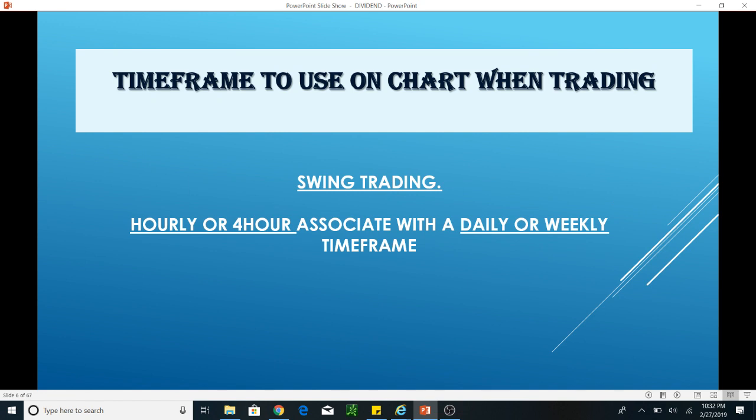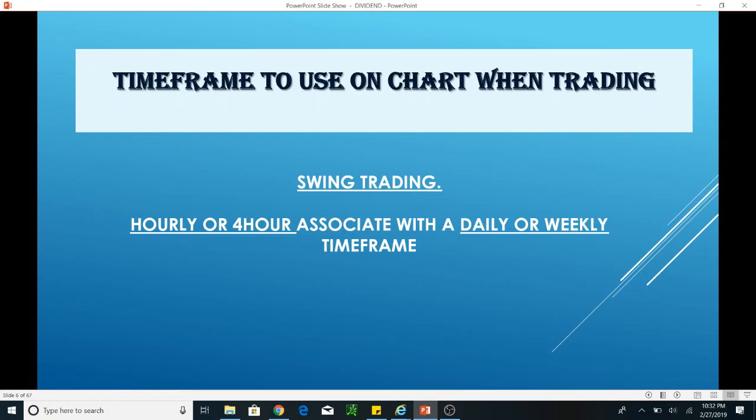Now we have a swing trade. Swing trade, you buy, you hold overnight. Most of the time you want to use the hourly time frame or the 4 hour time frame associated with a daily or weekly time frame. That's how you want to do it.